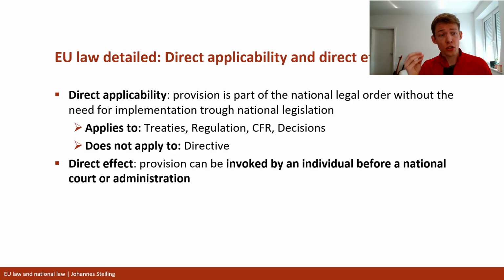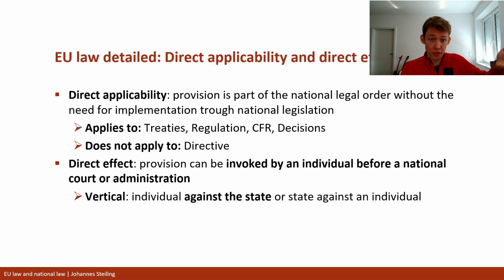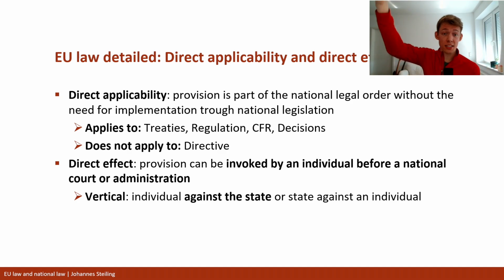But we have to differentiate two cases of direct effect. And the ECJ basically differentiates these two cases, which are vertical direct effect. So vertical means in regards to the state and the individual. So vertical means, can I invoke the provision against the state? Or can the state invoke the provision against me, but that case is denied by the ECJ? So really, the only important vertical case is, can I, as an individual, invoke the provision against the state?